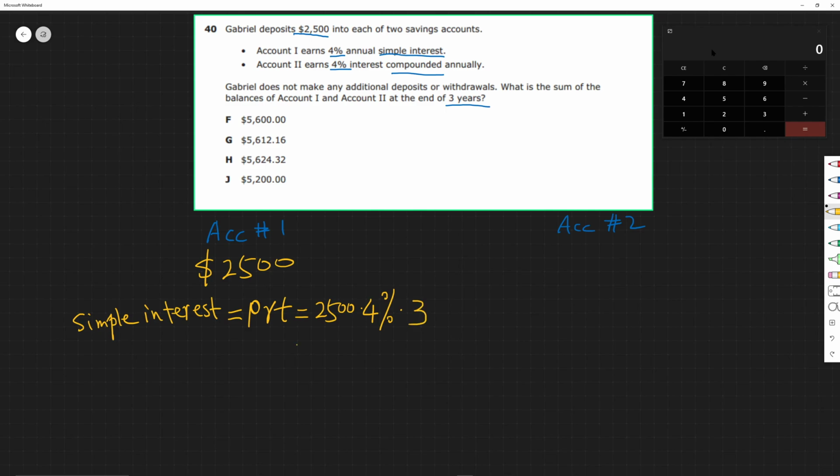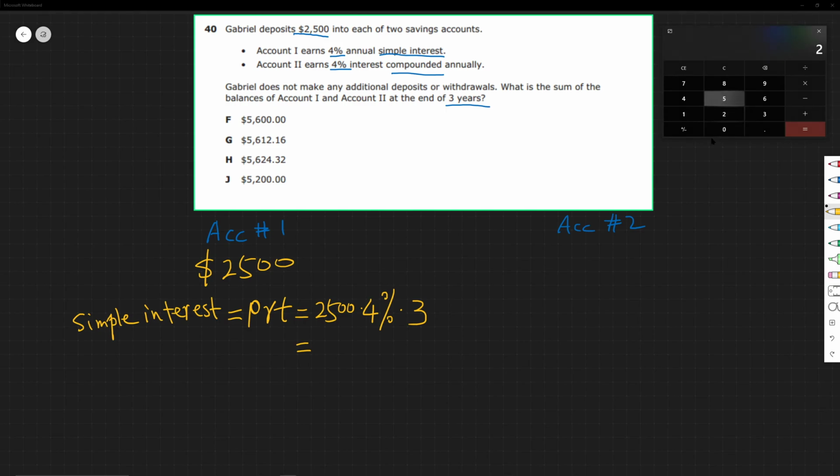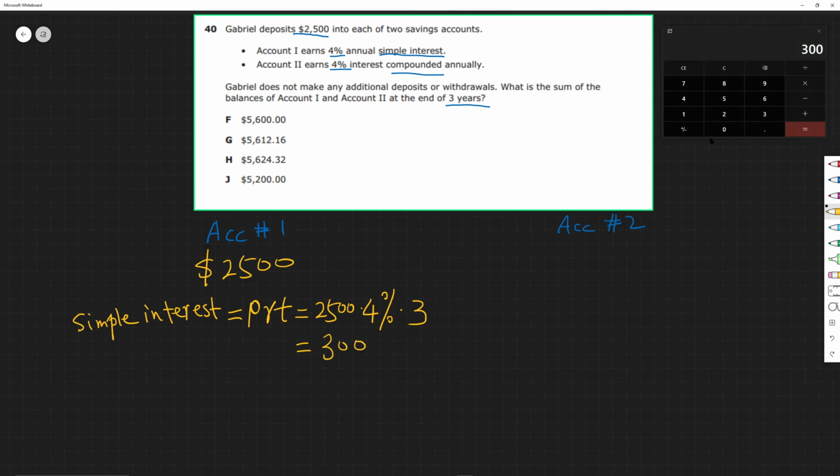And now we can calculate 2,500 times 4%, that's 0.04, then times 3 years, that's 300. So he earned 300 interest. Now the total after 3 years will be his original $2,500 plus the $300 interest, and that's $2,800 in account 1.